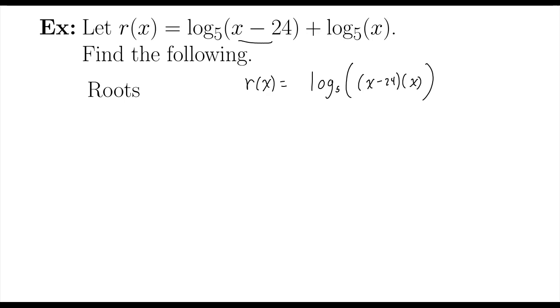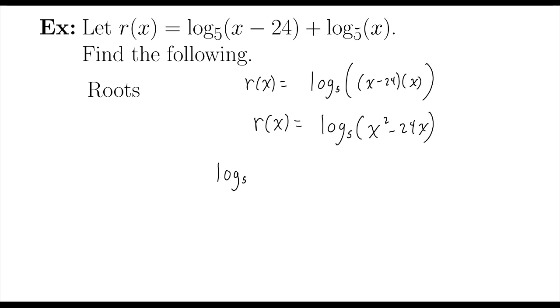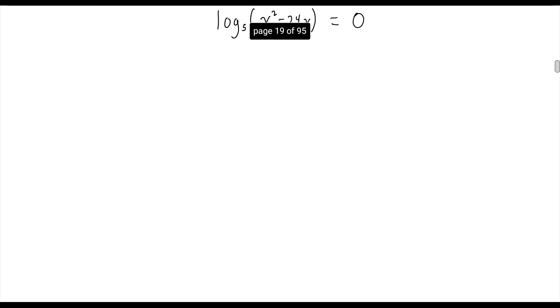Okay, it's kind of a way to simplify it. At least it gives you a way to solve these types of problems. Okay, so let's distribute the x, just to write this in an alternate form that we can actually work with here. So x squared minus 24x is in the logarithm base 5. Okay, to find the roots, remember, you set the function equal to 0 and solve it. Okay, so I'm going to scoop that down here because this is all that matters right now.